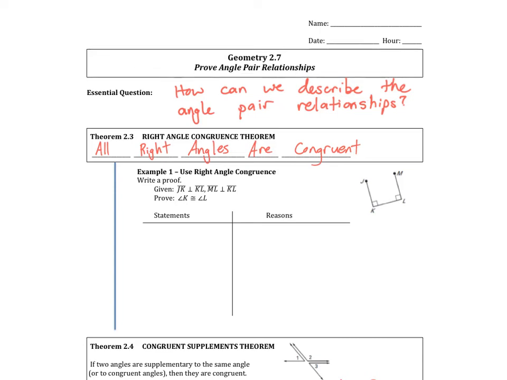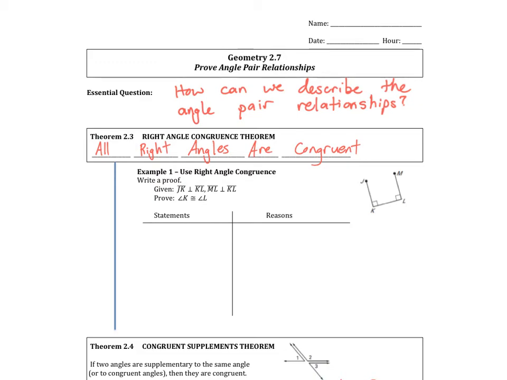All right, section 7, we go into proofs a little more. How can we describe the angle pair relationships? And we're going to use these angle pair relationships to do some proofs. So theorem 2.1 says all right angles are congruent. So any angle that's a right angle is congruent because they all have to be 90 degrees.